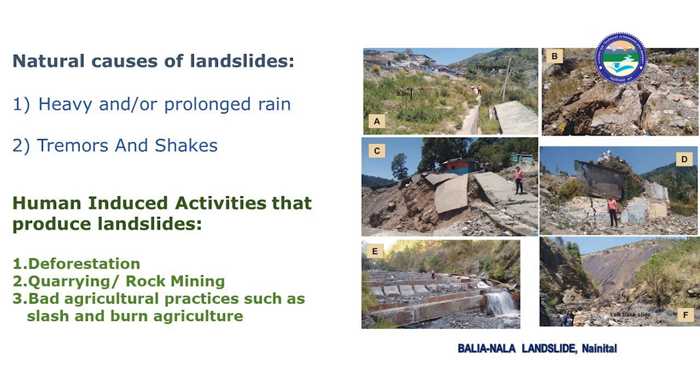This example is taken from Balia Nala, Nainital. What is here? The downflowing stream, the Balia Nala, is cutting the slope at the base, a phenomenon of toe cutting, and the slope is overlain by the load of local construction of roads, houses, etc. This has been continuously sliding since, we can say, the early 90s. Till date there is continuous sliding at Balia Nala, and most of the engineering universities and departments are working here, but still we are not in a position to control these landslides.